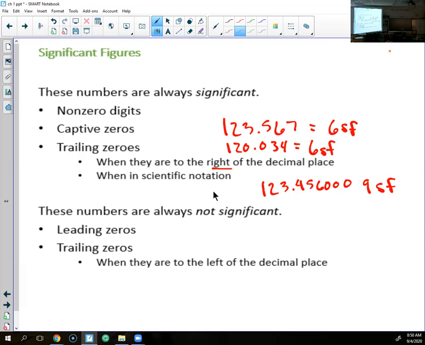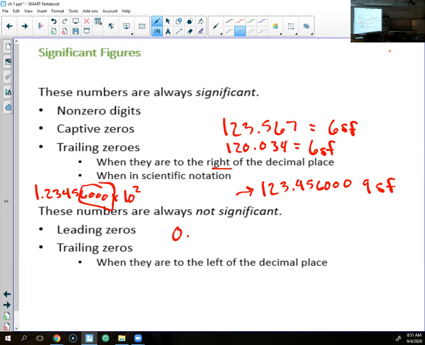And then what do I mean by scientific notation? We never would, but if I had to write this number in scientific notation, it would be 1.2345600 times 10 to the second. If they were in scientific notation, they count as significant. But if they're not, then they don't. So you don't count whatever the 10 is raised to. Okay.